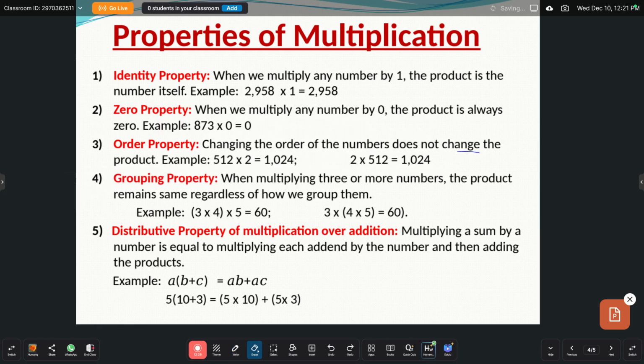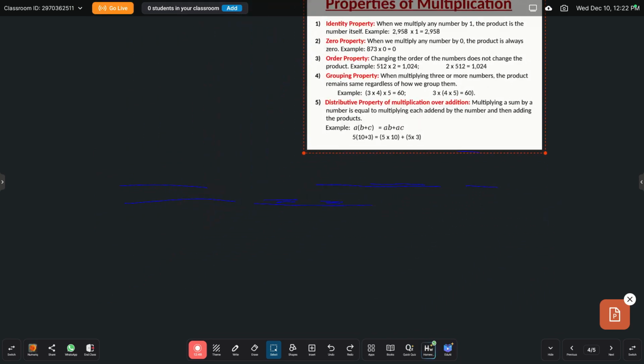What is this grouping property? Grouping property says that whenever you have to multiply 3 or more numbers, the product remains same regardless of how we group them. Suppose I'm taking here 3 numbers. Let me take 2, 3 and 4.